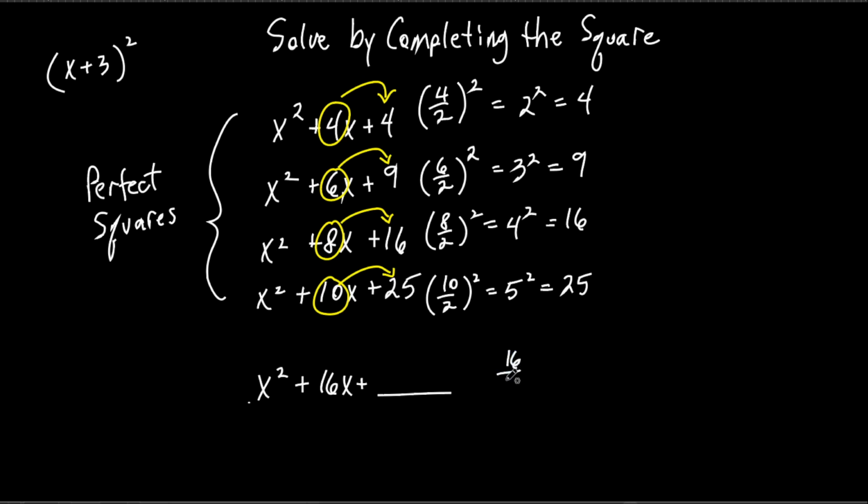So you take 16 divided by 2. You get 8. Right. And 8 squared. 8 times 8 is 64. That's it. And that's what it's going to be. That's going to be a perfect square. Okay? Everybody see that?